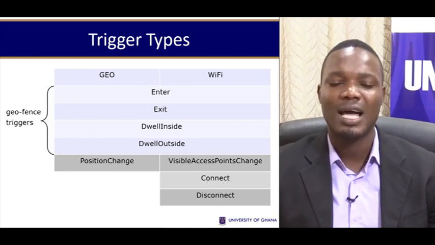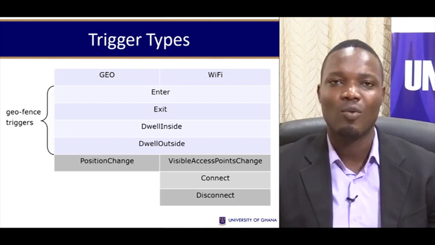And then we have dwell outside. Both for Geo and Wi-Fi, we can tell whether the user still is in a particular vicinity or location. And then for the Geo, we can call on the position change trigger. So we have the position change trigger. That is not actually the same in the Wi-Fi. On the Wi-Fi, it is visible access points change.